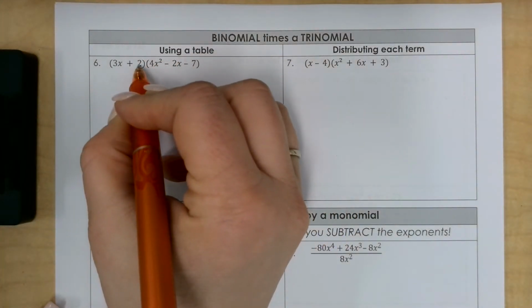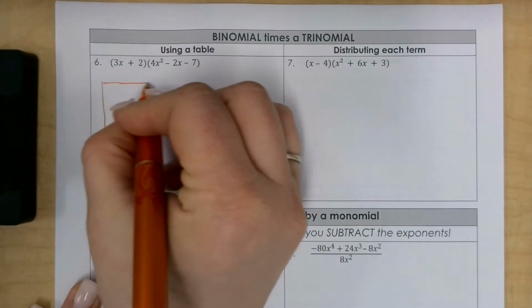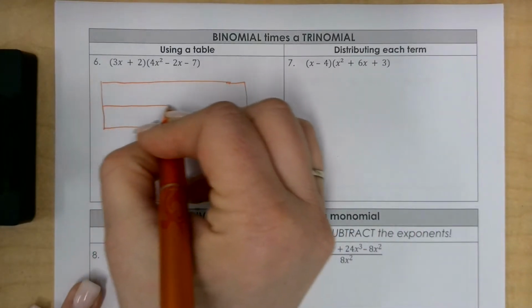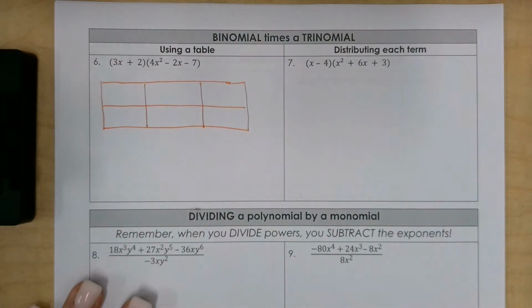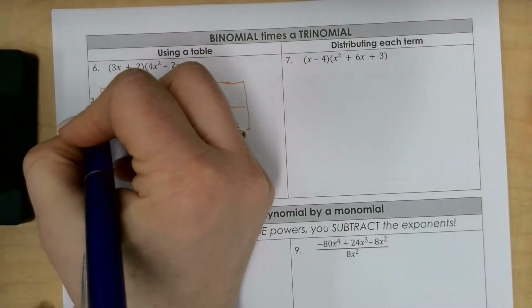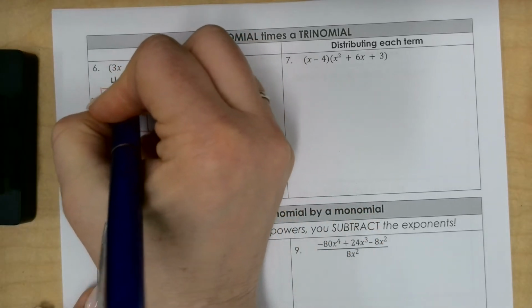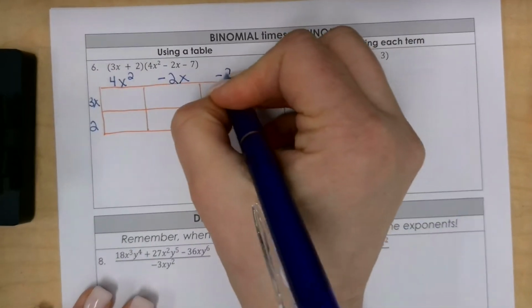So I'm going to demonstrate each way, and I'm going to start with the table. I've got my binomial, so I'm going to have 2 rows, and a trinomial, 3 columns. So I'm going to just set up a table, 2 rows and 3 columns. Doesn't have to be perfect. Now I'm going to set my binomial here. I've got a 3x, a positive 2. My trinomial, 4x squared minus 2x minus 7.